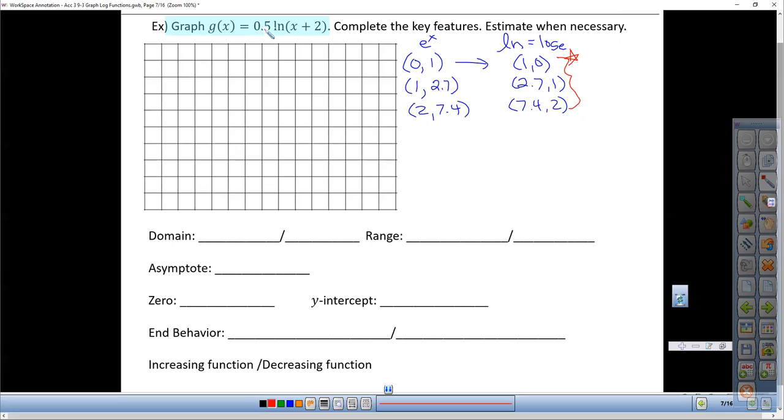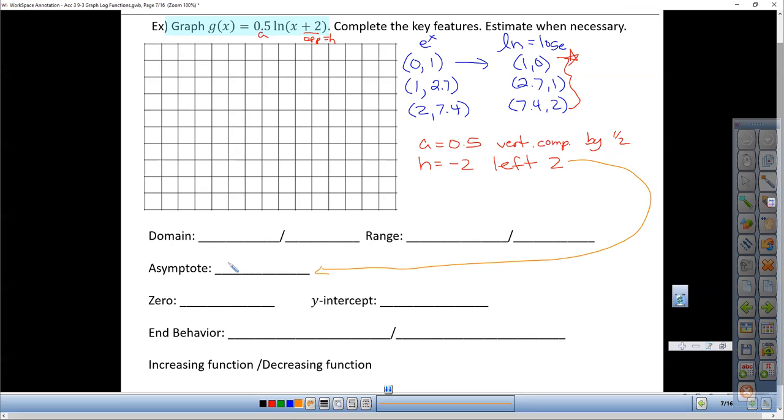So looking at my parameters, my a value here is 0.5. So that is going to give me a vertical compression by a factor of 1/2. And then notice how this time the plus 2 is inside the parentheses, so the 2 is added to the x. That means I'm dealing with an h. So remember, you have to take the opposite of that to get the correct h value. So our h value is -2, which means we have a translation to the left 2 units. That is going to move our vertical asymptote from the y-axis to x equals -2.